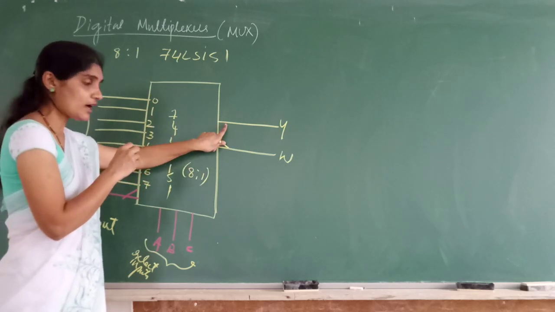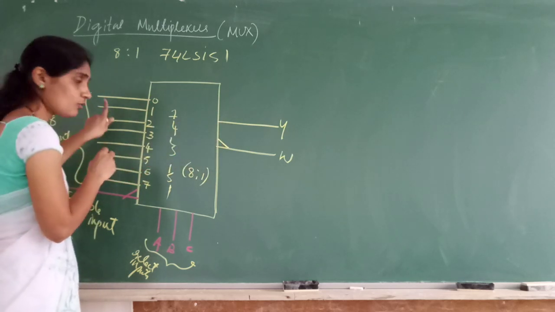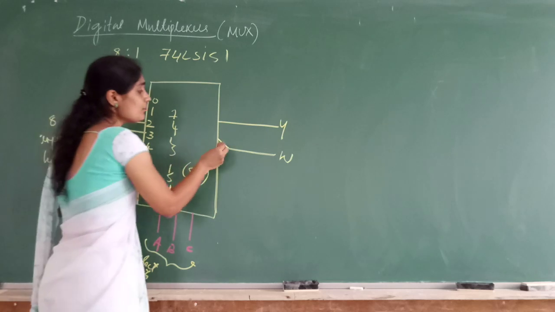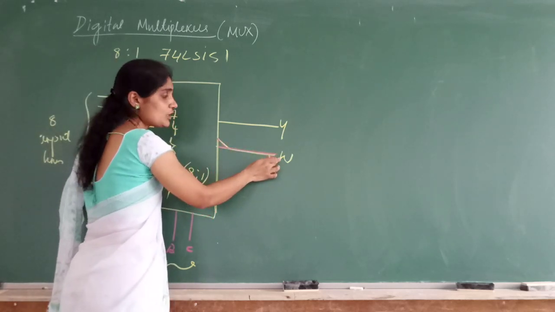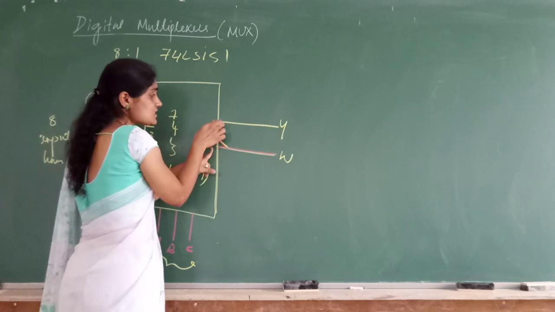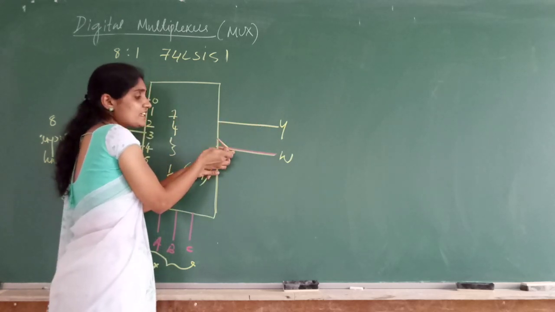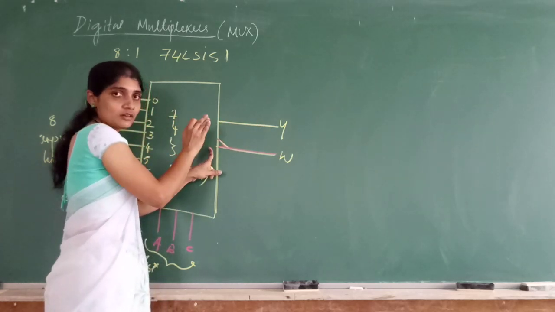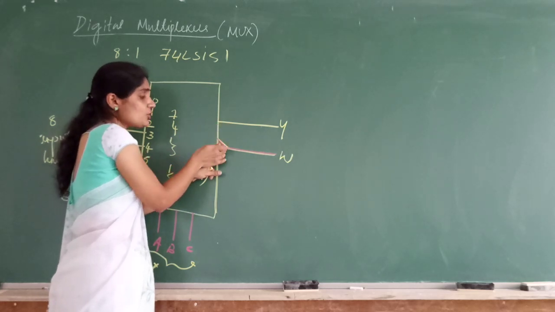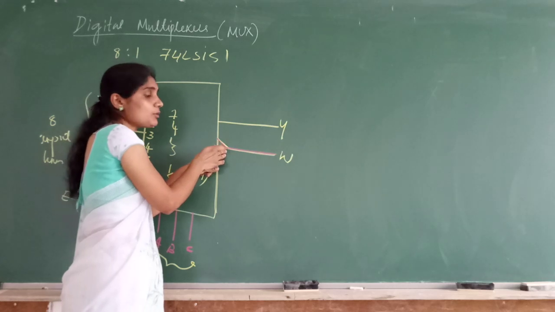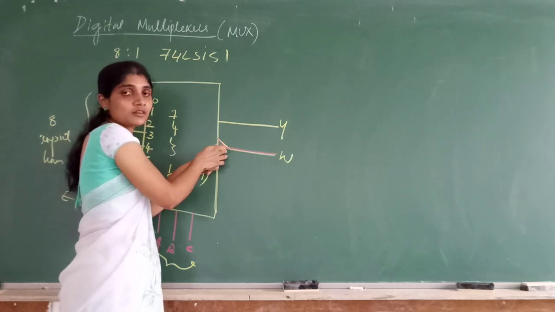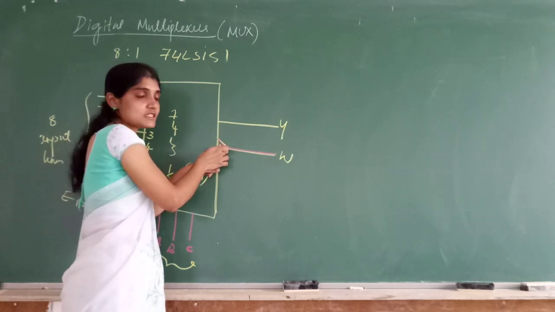See, both the outputs are the same. It is actually one output line which selects 1 out of 8 input lines. But along with that, we will have one more output line. I can take it as W. Look at this: this is active high and this is active low. It is just the complement of Y, that's all. If you are getting 0, you will get 1. For some applications, if you want to make use of this W output variable, you can use it. For that purpose, we have 2 output lines.